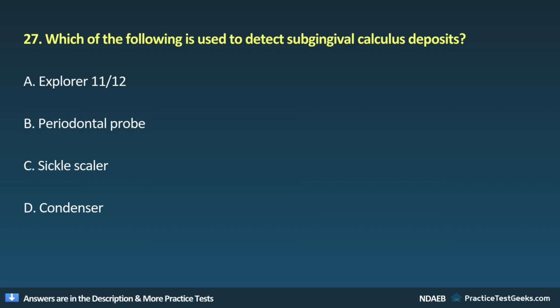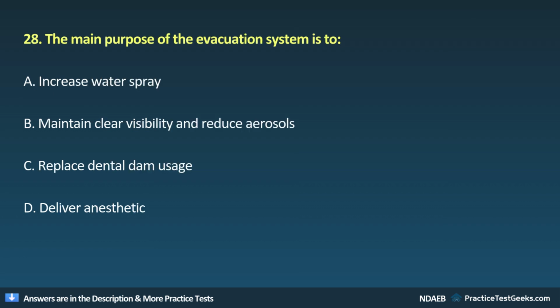27. Which of the following is used to detect subgingival calculus deposits? A. Explorer 11/12. B. Periodontal probe. C. Sickle scaler. D. Condenser.